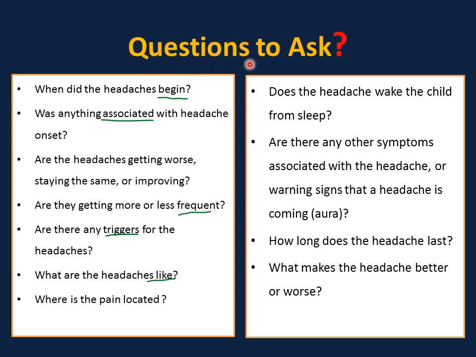These are suggestive questions to ask. When did the headaches begin? Was anything associated with headache onset? Are the headaches getting worse, staying the same, or improving? Are they getting more or less frequent? Are there any triggers for the headaches? What are the headaches like? Where is the pain located? Does the headache wake the child from sleep? Are there any other symptoms associated with the headache, or warning signs that a headache is coming, which is aura? How long does the headache last? What makes the headache better or worse?